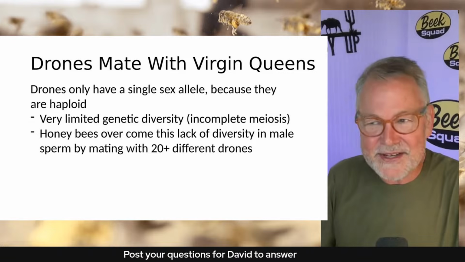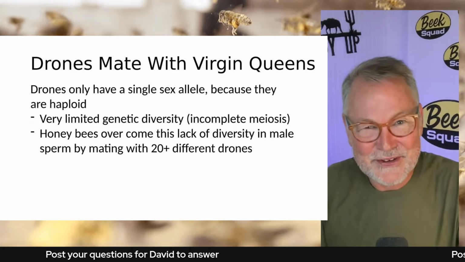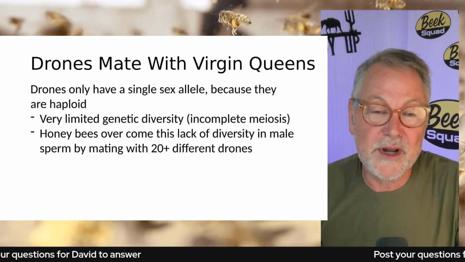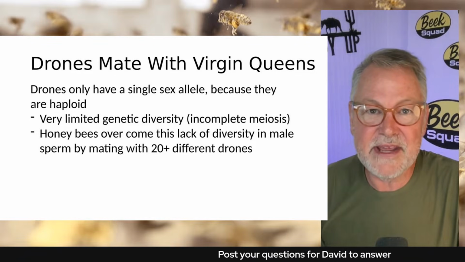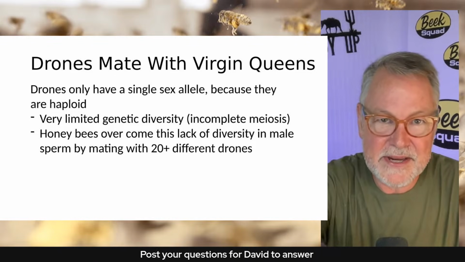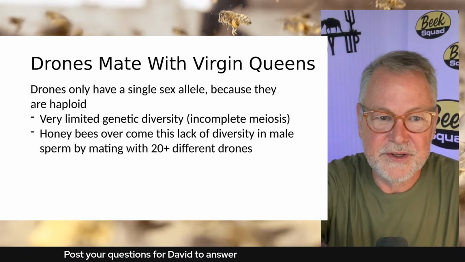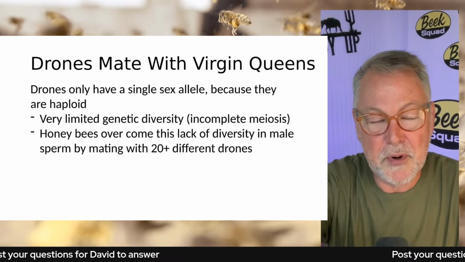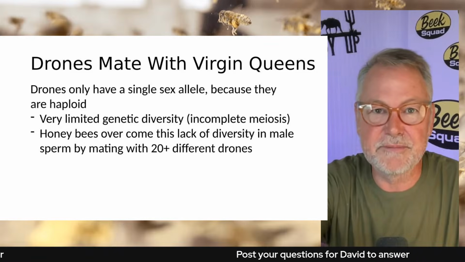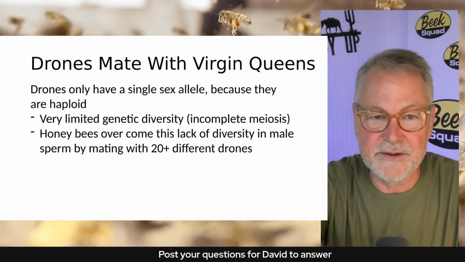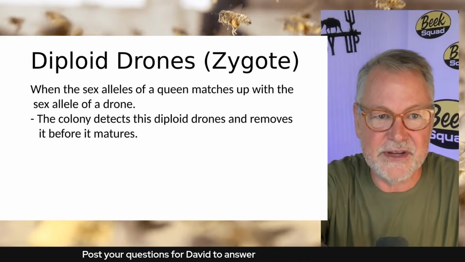Isn't that amazing? Otherwise, if a queen only mates with one drone, that colony will not live long at all. They have to have diversity. And so they mate with many, many drones. We call that promiscuous queens, because she's mating with a lot of drones, sometimes up to 60 drones on a couple of mating flights. That's amazing.